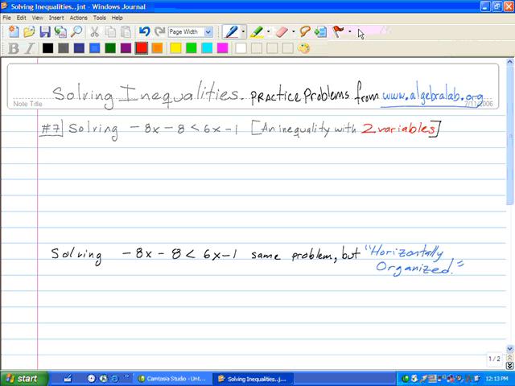Solving negative 8x minus 8 is less than 6x minus 1. There are variables on both sides of the inequality, so we have to combine like terms. X is on one side and numbers on the other side. I will first cancel the negative 8. I will combine the numbers first.